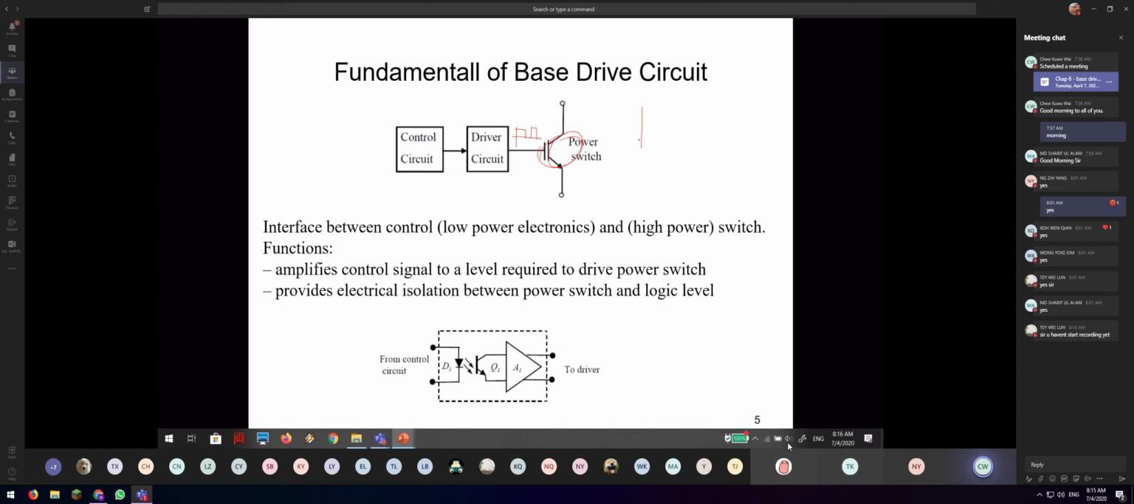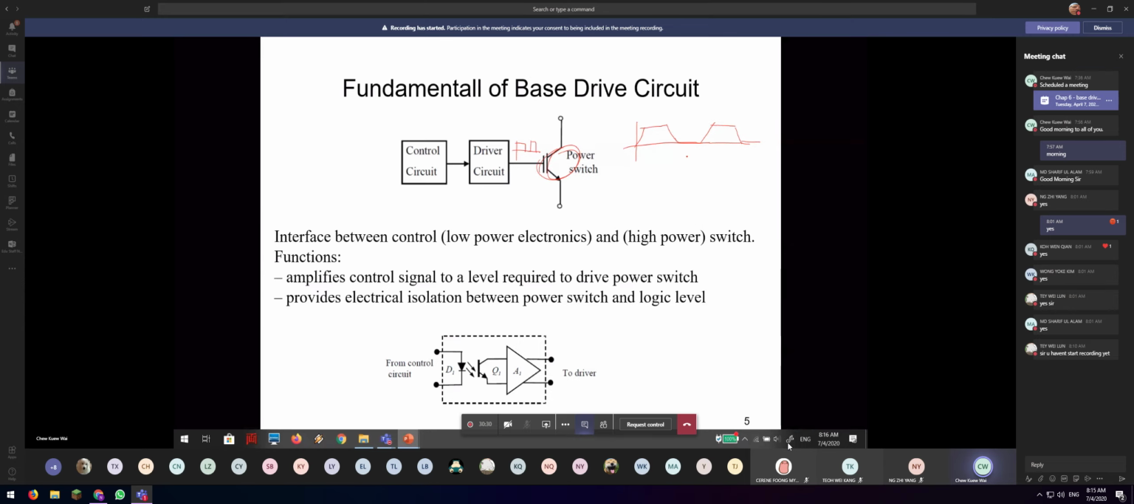In certain circuit design, let's say for example, the time they switch on and off, practically they will have this kind of waveform. But in some circuit design, if the base drive circuit is not so good, it will contribute to a lot of losses, such as, for example, the loss here, and also the loss maybe here. They will have this kind of losses. The losses here, this is called a switching loss.